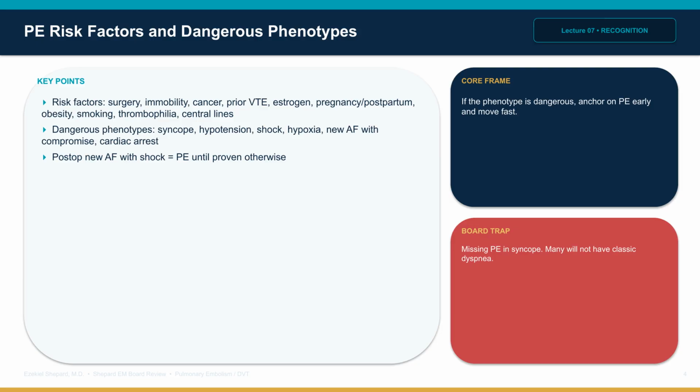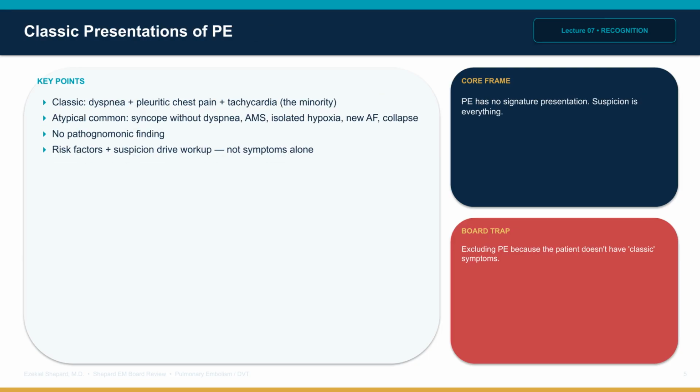The ITE buzzword frame is Virchow's triad: stasis, hypercoagulability, and endothelial injury. Every classic vignette risk factor maps to one of those three legs. The classic PE presentation is dyspnea, pleuritic chest pain, and tachycardia. But the classic presentation is the minority. Many patients present atypically: syncope without dyspnea, altered mental status, isolated hypoxia, new atrial fibrillation, or hemodynamic collapse.